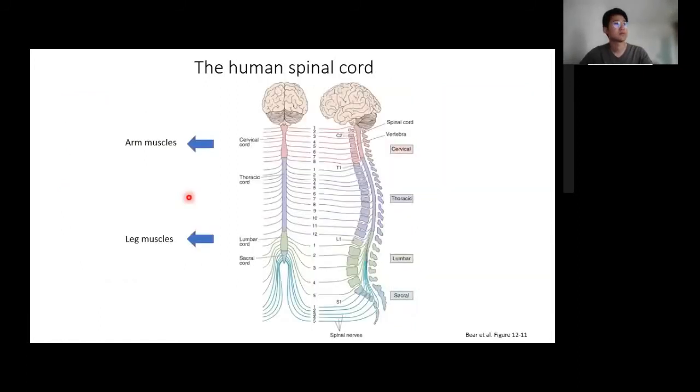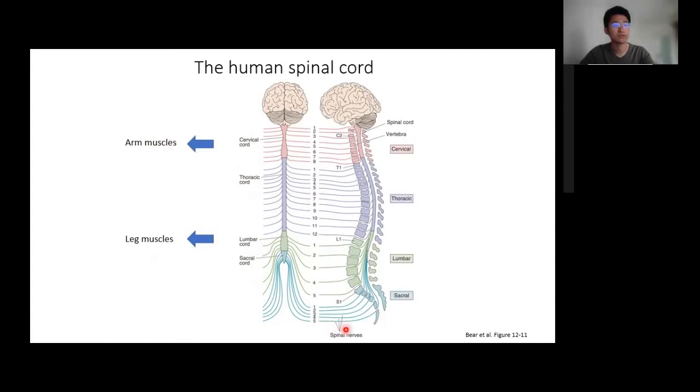Next, we will look at the spinal cord, because the muscle is directly connected with the human spinal cord. The human spinal cord is an extension from the brain. It can be divided into different sections. The cervical section usually controls arm muscles, the shoulder or arms. The thoracic section controls the trunk muscles. The lumbar section controls the leg muscles, and the sacral section controls the hip muscles. Usually we are more interested in the arms and legs for limb movement.